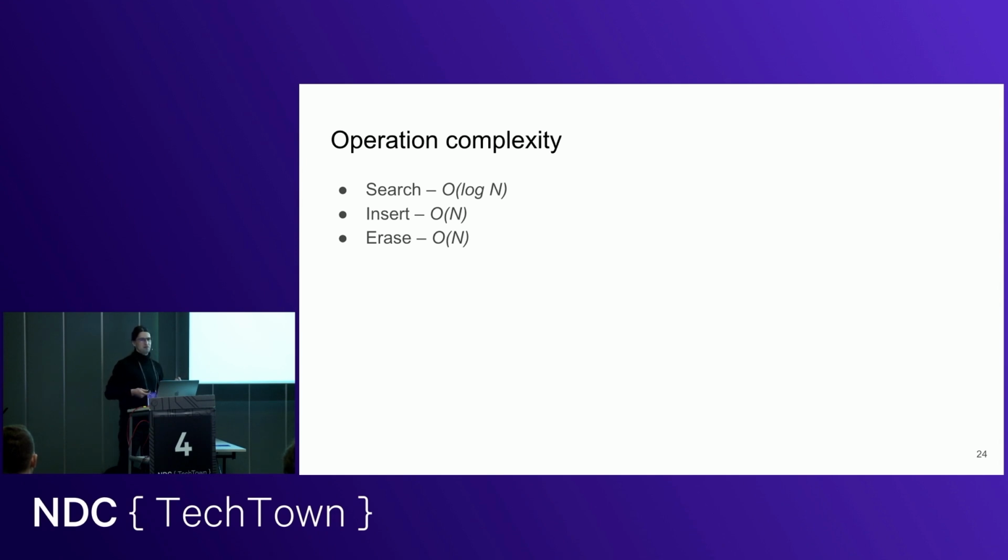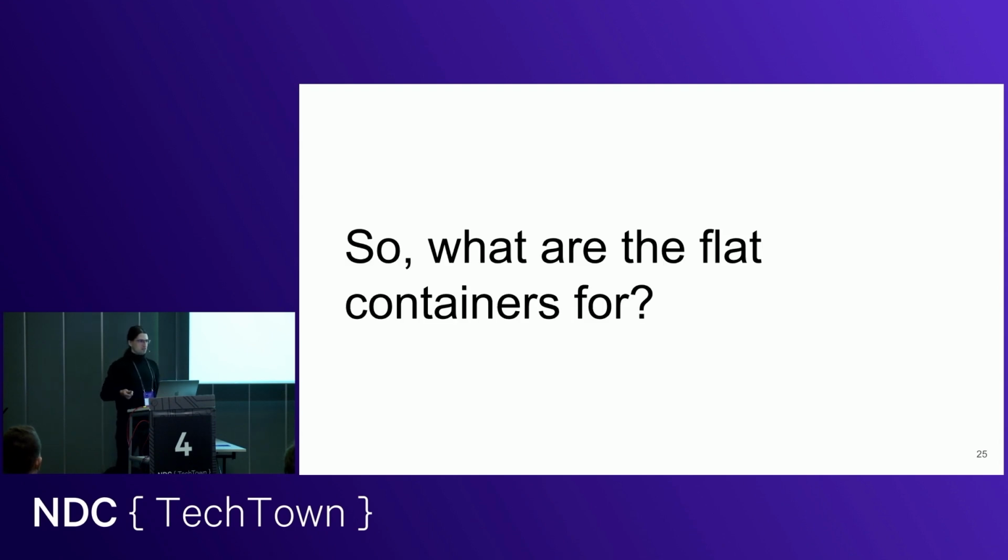But apparently we might want to use it, and in practice, some log n might be faster than another log n, and we should see why. So the main question, what are those containers for? And those 2 containers, why they even exist, they utilize one of probably 2 fundamental properties of physical hardware.